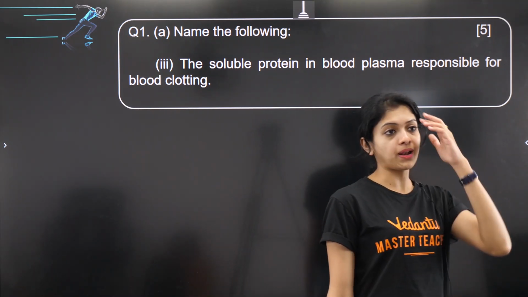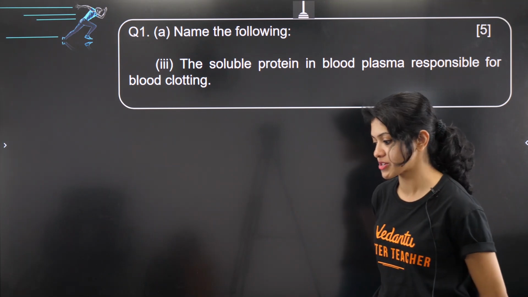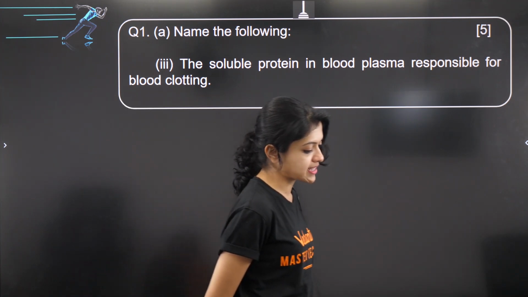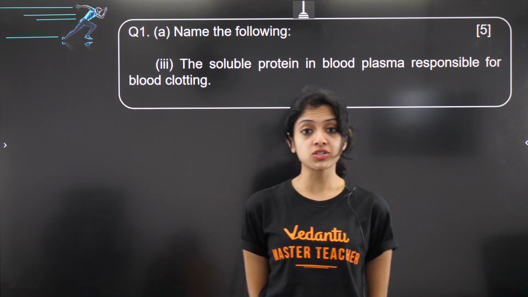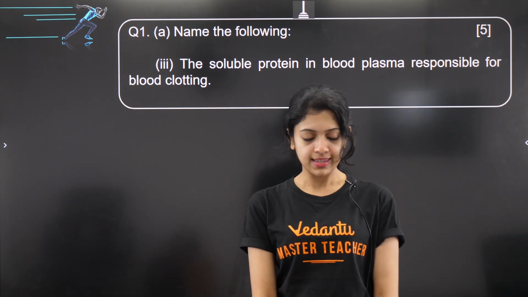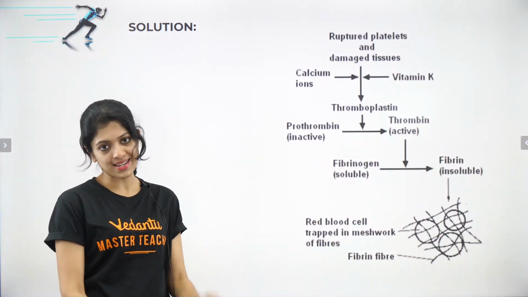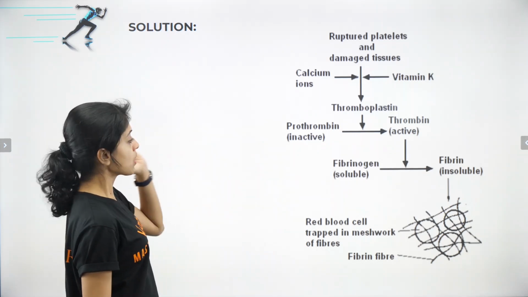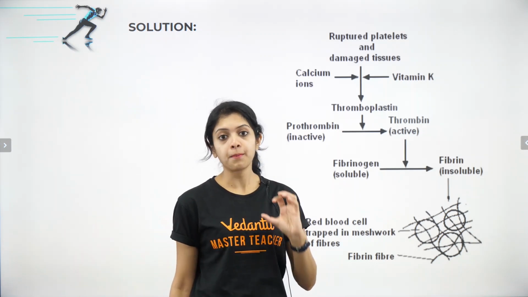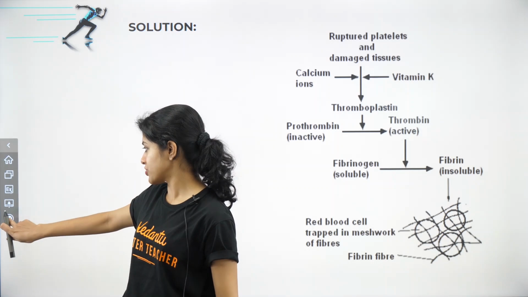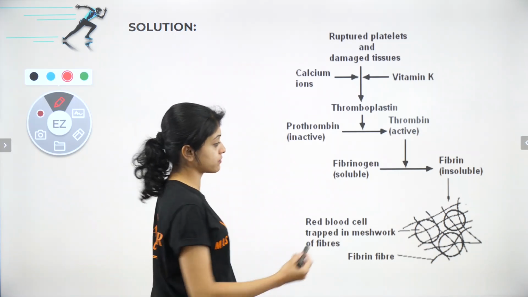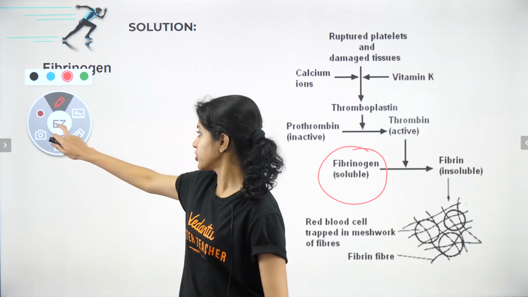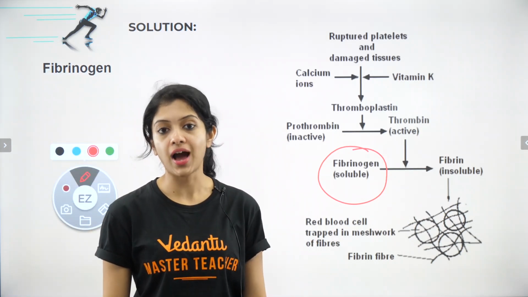The soluble protein in blood plasma responsible for blood clotting. What is the answer? Mechanism of blood clotting. I remember discussing this in a session on frequently asked questions on the circulatory system. So have a look at the cycle that we had discussed. This is exactly the image that we used for that session as well. In this, which is the protein that is involved in blood clotting? Of course, there are a lot of factors, but what is the protein that is involved? The answer is fibrinogen. So there we go, fetching you another 1 mark. Fibrinogen is your answer here.